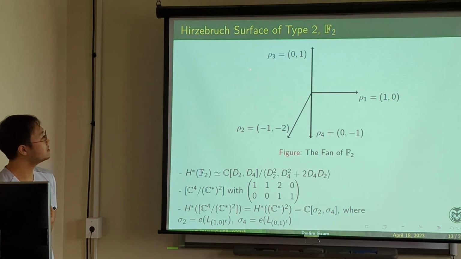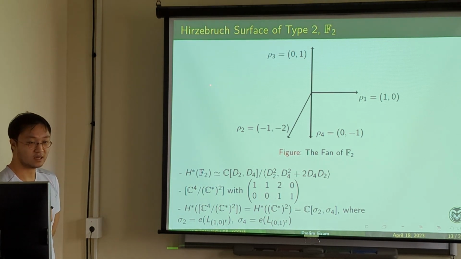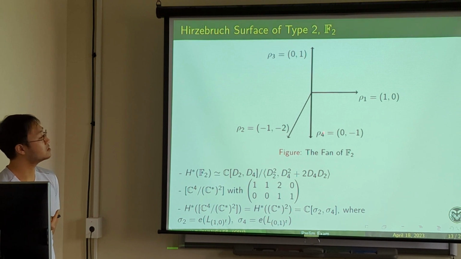So the Hirzebruch surface is known as a P1 bundle over P1. In this case, there's a twist by 2. But a Hirzebruch surface can also be realized as a smooth toric surface. As a toric variety, it has a fan, which is combinatorial data. Then this is the fan of the Hirzebruch surface of type 2. So here are the rays, and there are also cells in between two consecutive rays here.